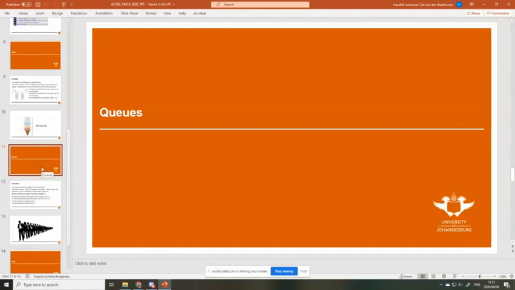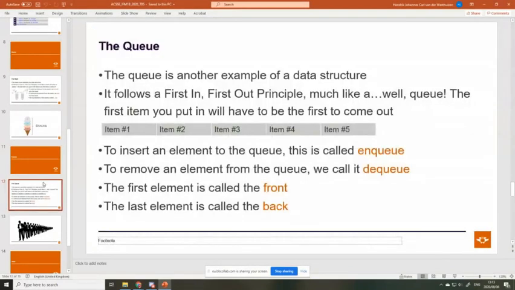So with a queue, the first into the queue is also the first out of the queue, as was mentioned. And yeah, that is the term that we actually use as the abbreviation, FIFO. Same for last in, last out, LILO. So a queue is another example of a data structure. It follows a first in, first out principle, much as with a real queue in real life. The first item you put in will be the first item that comes out of the queue.